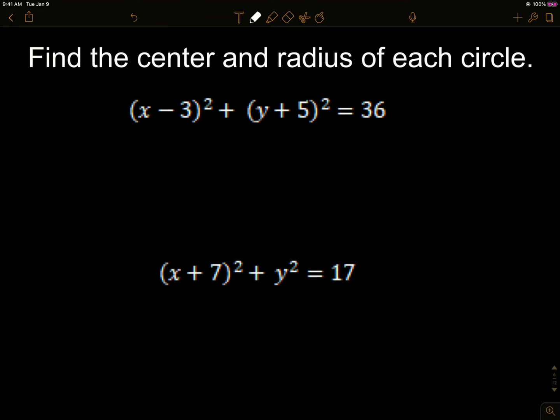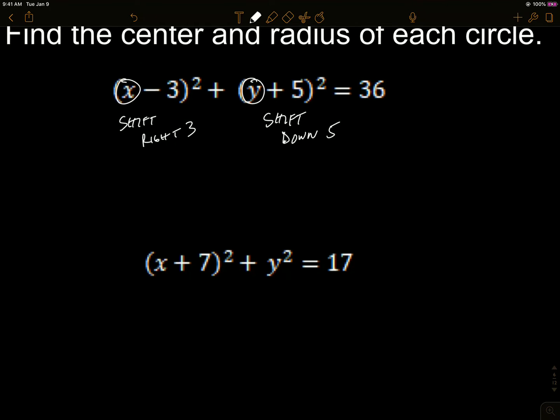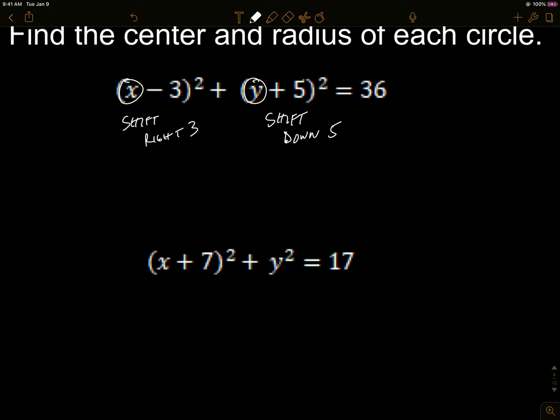Find the center and radius of each circle. Since this is grouped with the x, it's going to be left or right. This would be shift right 3. And since it's grouped with the y, it would be shift down 5. It's always the opposite when they're grouped with their proper variable. We talked about shifting in the beginning of the year. So the center of this circle is going to be 3, negative 5. Most people just remember it's the opposite of what you see inside your equation. I like to think about the shifting.